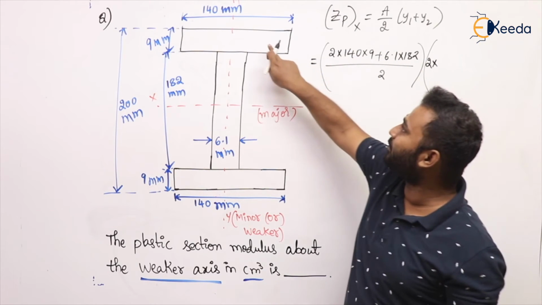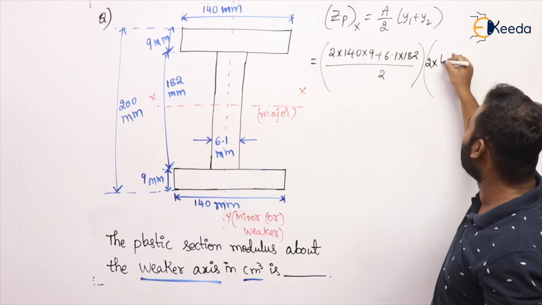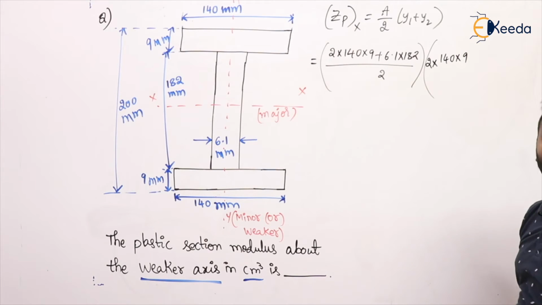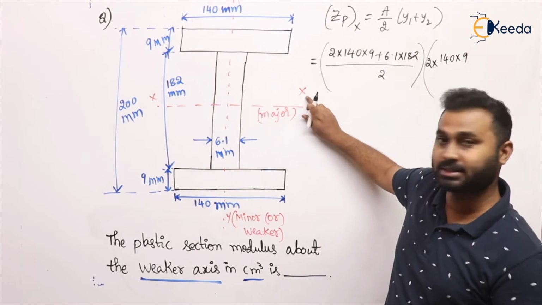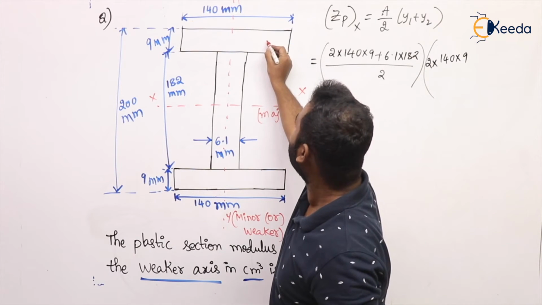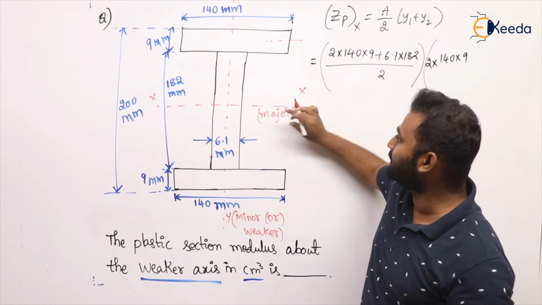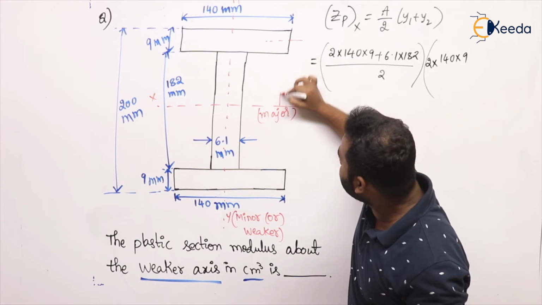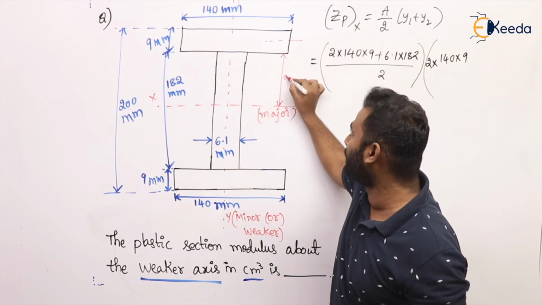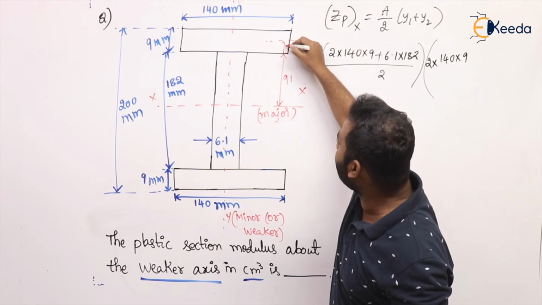So first let me consider this horizontal rectangle. What is the area of the horizontal rectangle? 140 into 9. That is the area of the horizontal rectangle. Now, what is the CG of that horizontal rectangle from XX? Here is where the CG of the horizontal rectangle lies. What is the distance of that CG from this XX? This distance is half of 82, that is 91, and this is half of 9. How much is half of 9? 4.5, right?